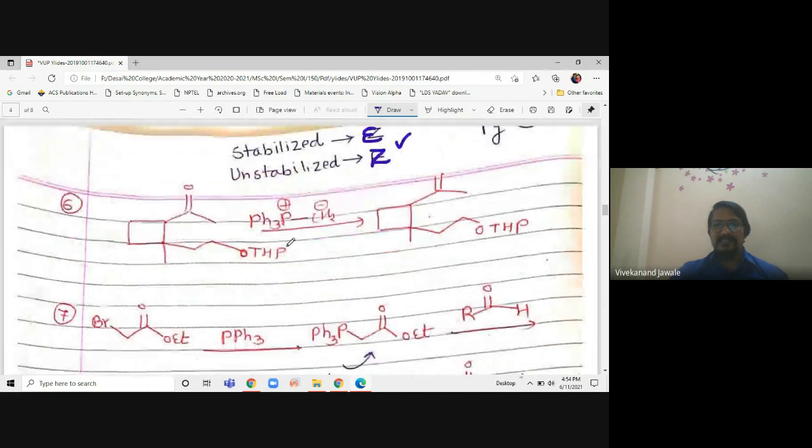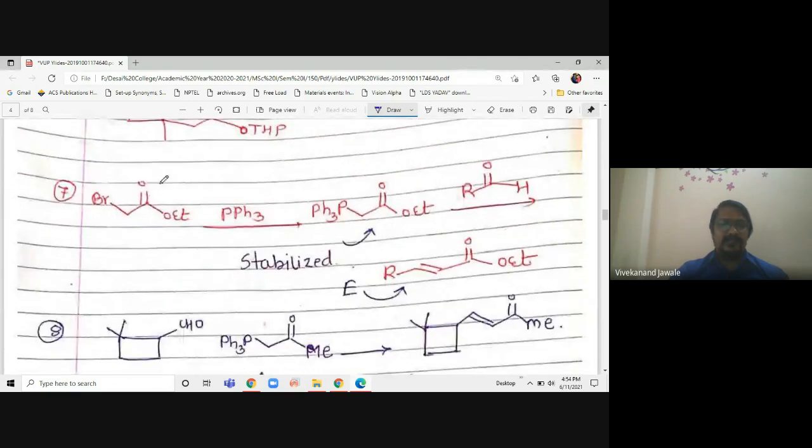Now, I have collected all the problems from SET exam, NET exam, GATE exam. You don't have to find them anywhere. So this is the problem. Here carbonyl is there, so what it will do, it will just simply remove this. I will get a double bond, right? Here also the same, the double bond is there, PPh3 is there.